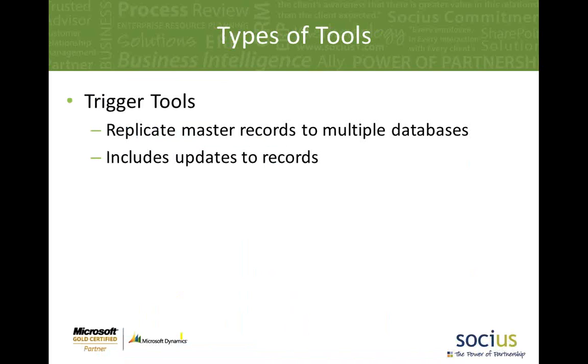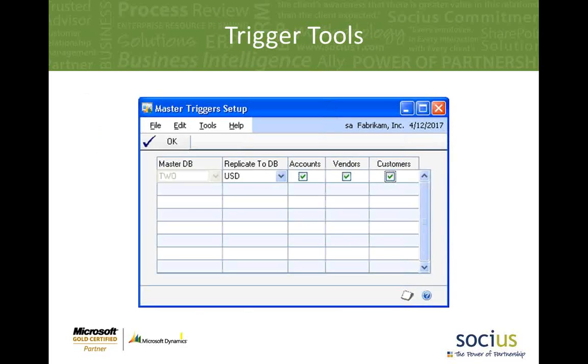So the last kind of consistent tool that we have is the trigger tools. And this is actually, the setup is done in one place. What a trigger tool does is it allows you to replicate records between Dynamics GP company databases. So if you've got a company that you use as a master, in my case you can see it's a little light there, but it says 2, so it's my Fabrikam company that's my master database.